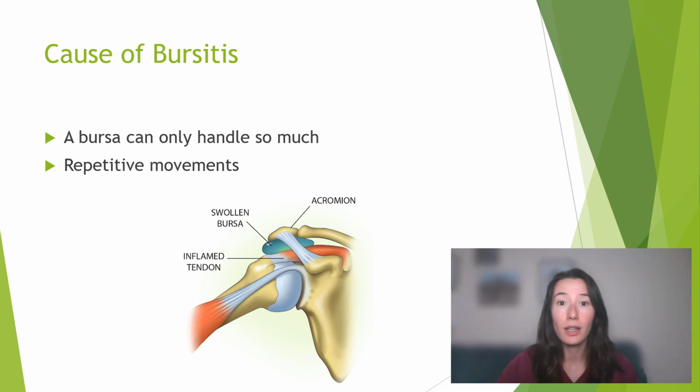Think about bones. They can only handle so much, and when they can't handle it anymore, it results in a fracture. Same thing with muscles. It can't handle it anymore, so it results in a tear. It results in strains. So let's go through some examples of things that might cause bursitis.